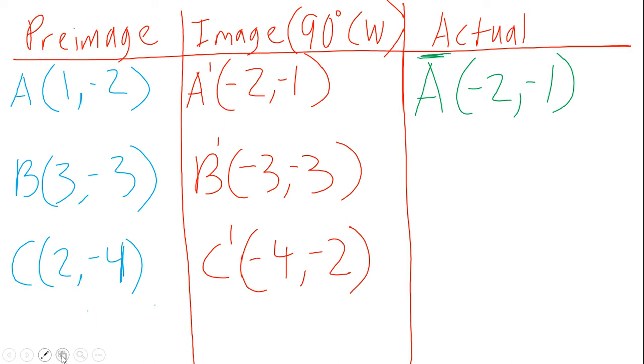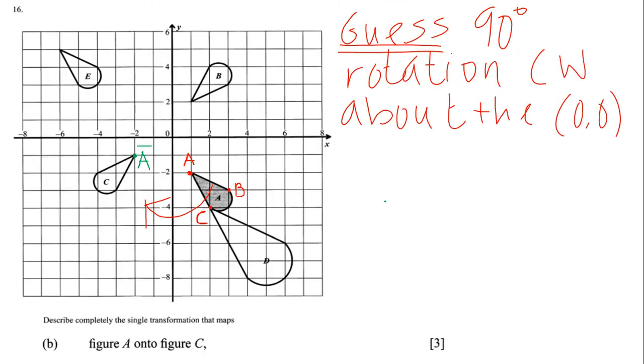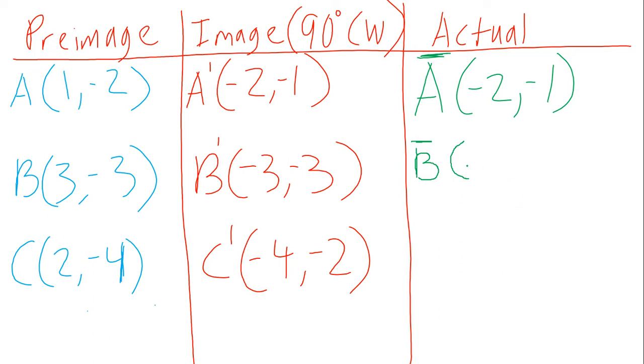So let's go to B bar. Let's keep our fingers crossed. B bar, this is the actual thing. Let's see if it works. B bar is supposed to be here, right? What are the coordinates for B bar? We have -4 and -2. Yeah, that's B.